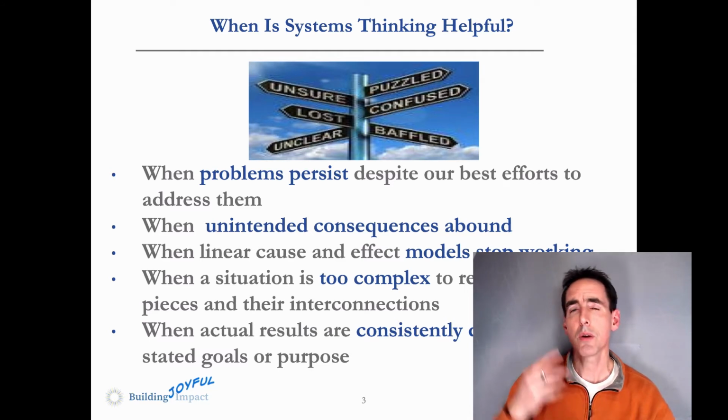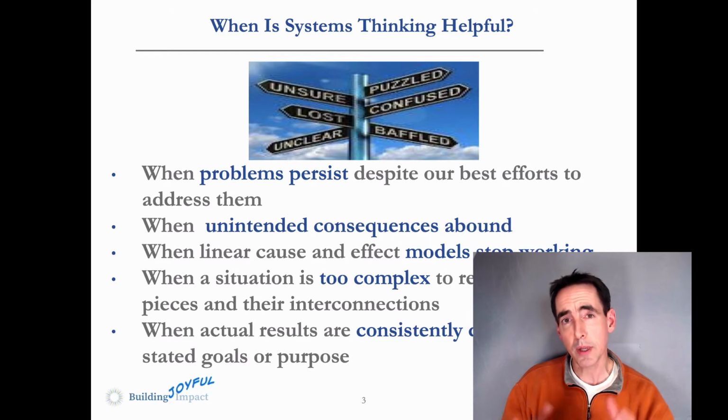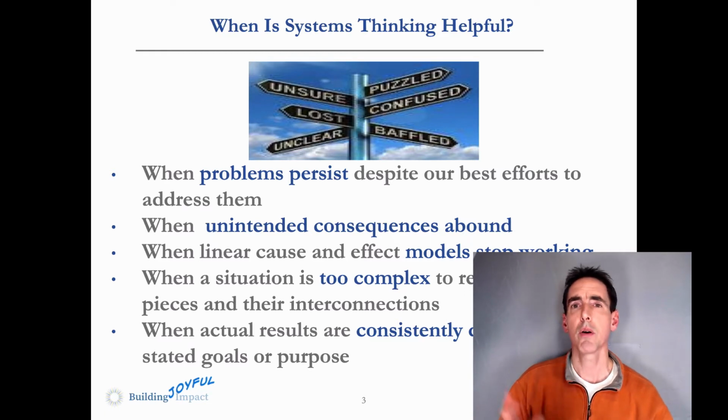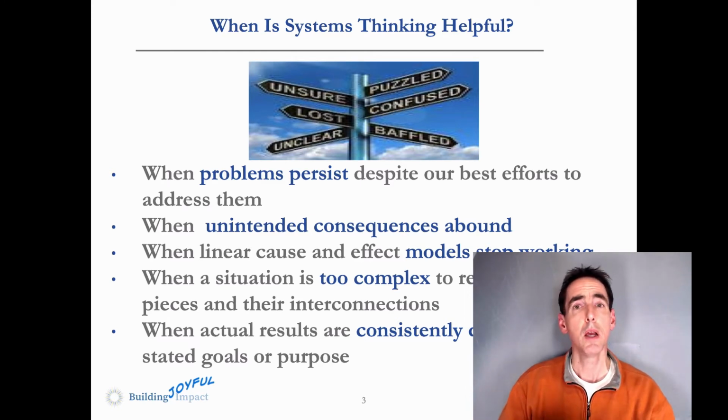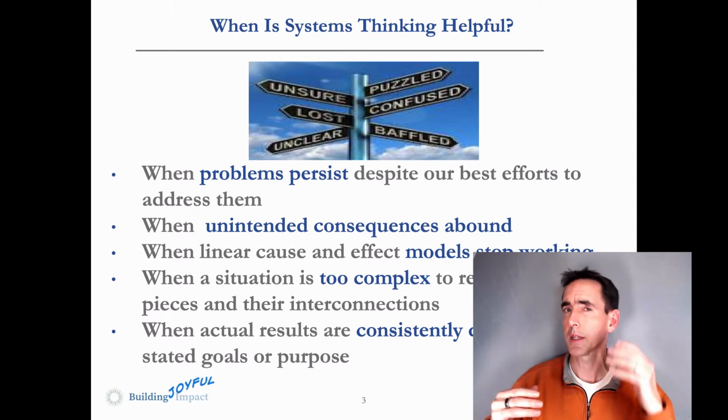Another reason or flag for you to think about bringing systems thinking to bear is when there are unintended consequences that just seem to proliferate. That every time you do something or try to make some intervention to make things better, a bunch of other things start to go wrong. That's another sign that maybe there's a system at play with complexity and interconnection that you're not tracking.